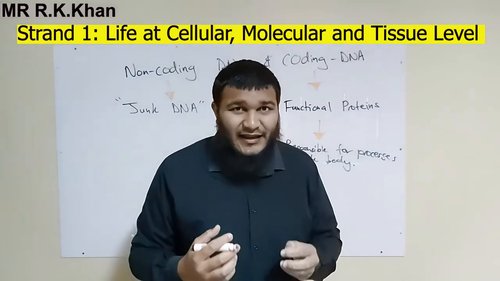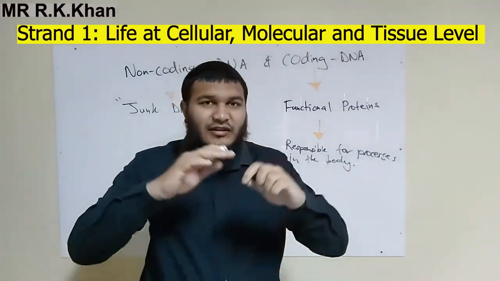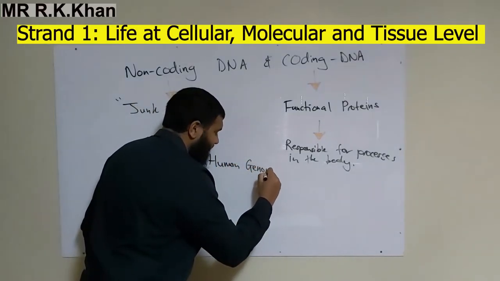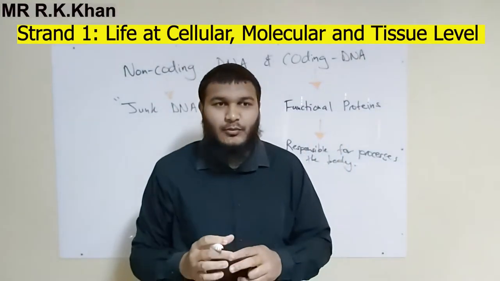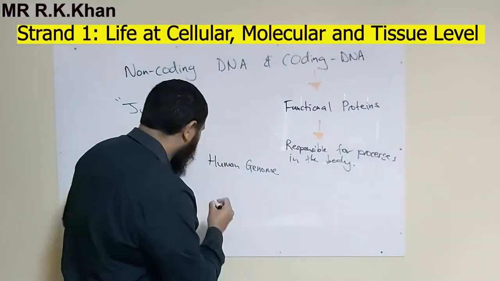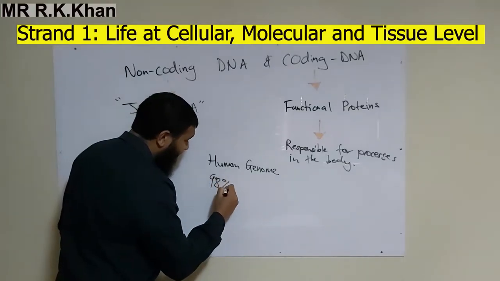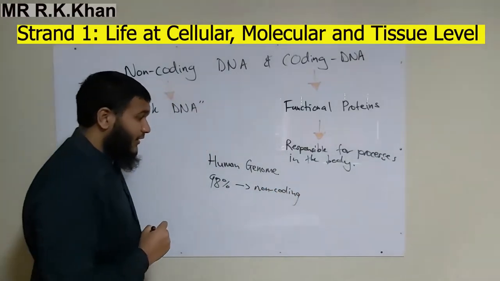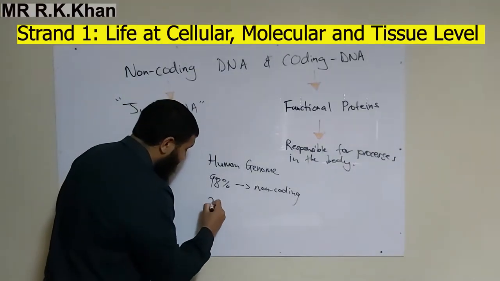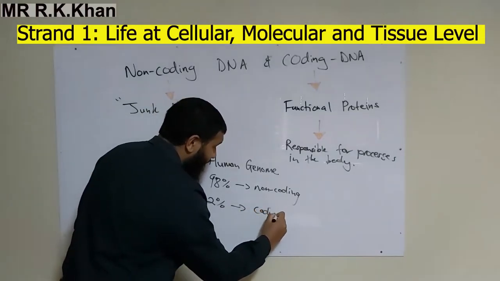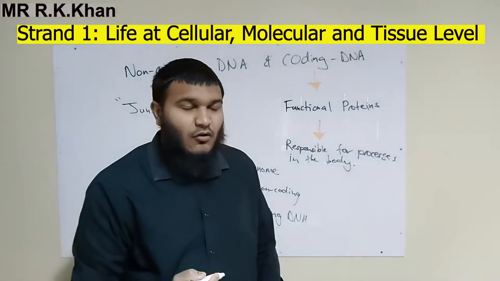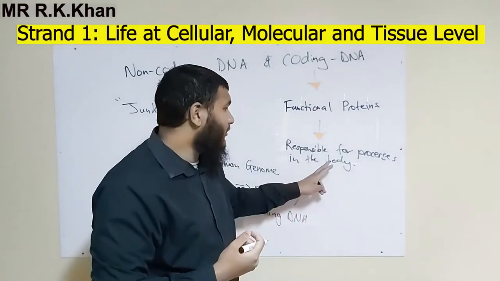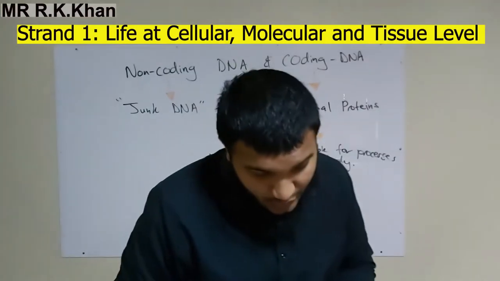All you need to know is that the human genome means all the DNA in the human body. More than 98% of this DNA is non-coding, or junk DNA, whereas less than, well, let's say 2% is coding DNA. So only about 2% of DNA have scientists found to be responsible for coding specific proteins that are responsible for processes in the body. So these are the things we need to understand.